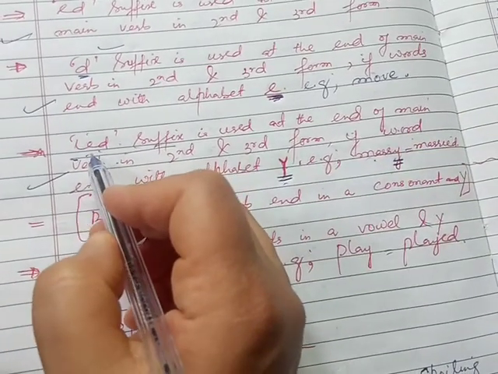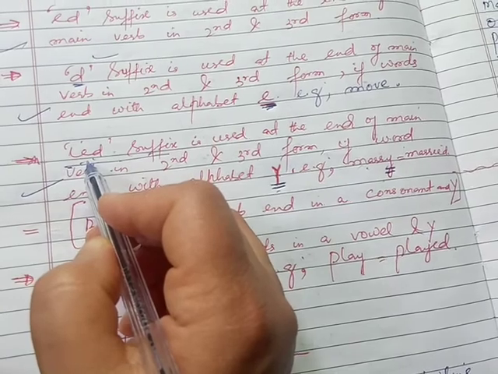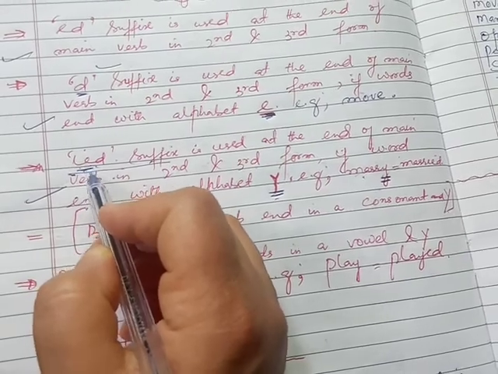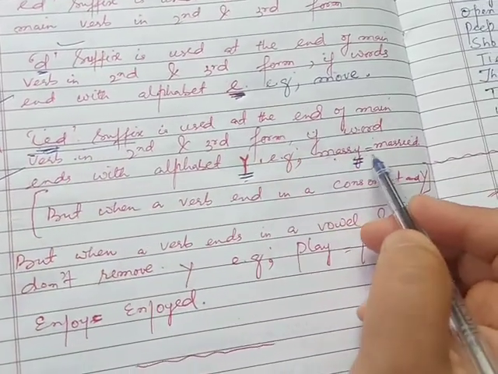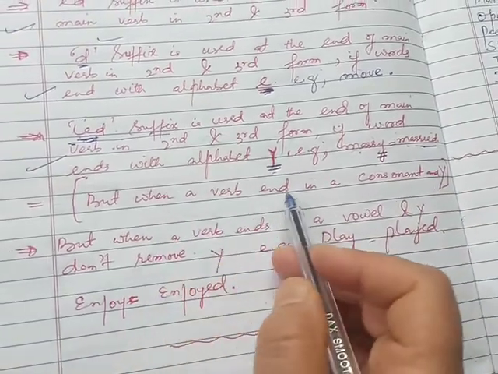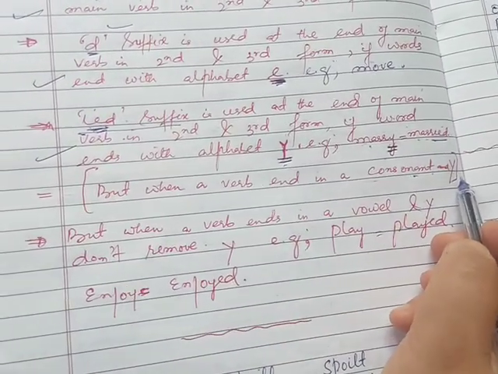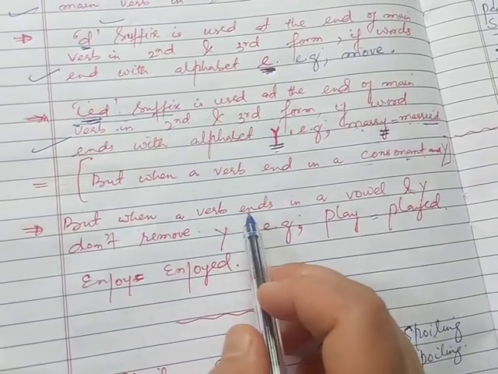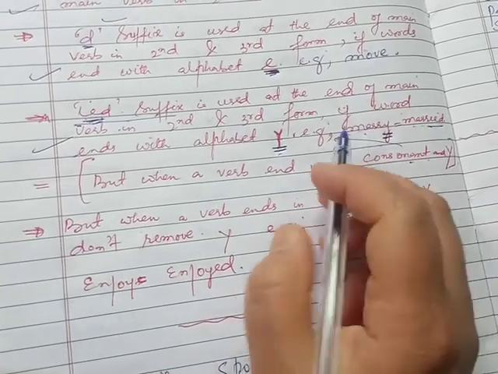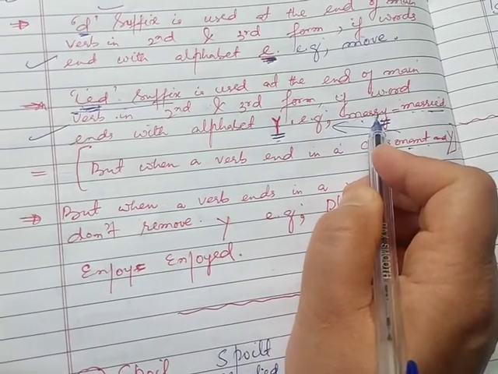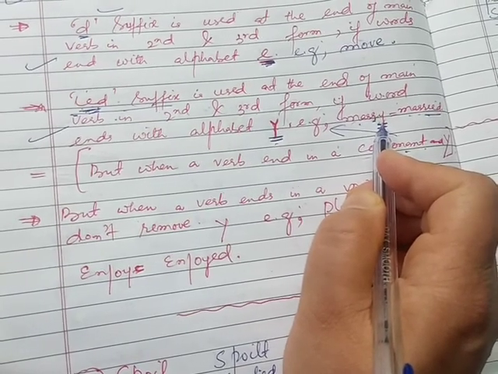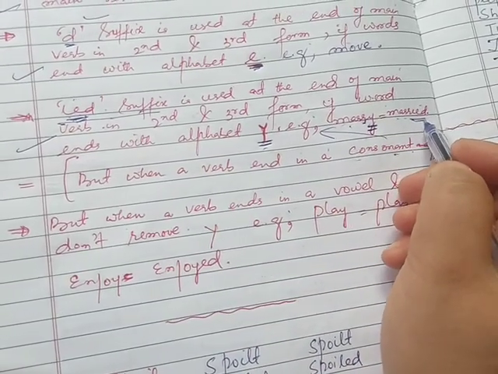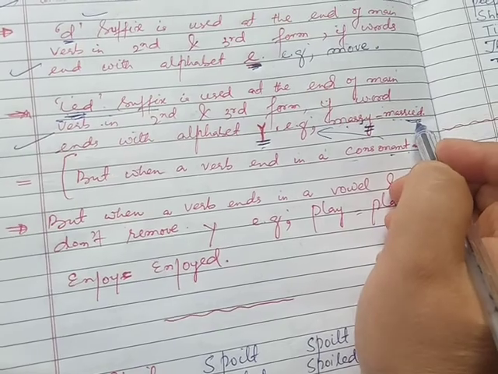So I have told you that if a word ends in alphabet Y, then you have to add IED suffix at the end in second and third form, like marry, MARRIED, married. But this is the rule when a verb ends in a consonant and Y. When first there is a consonant, and then it ends with the letter Y, then in the second and third form IED is added.